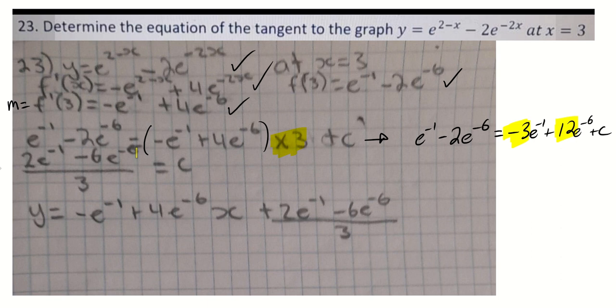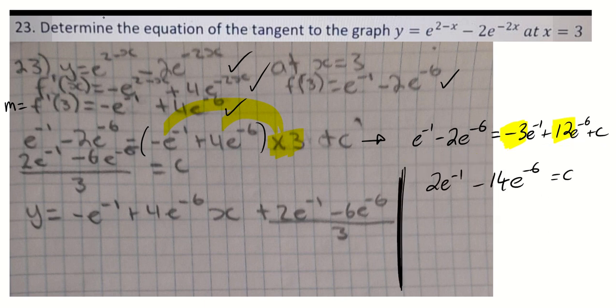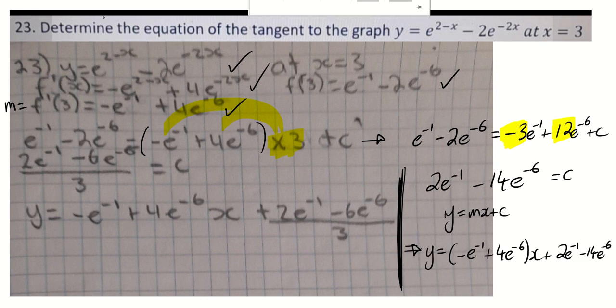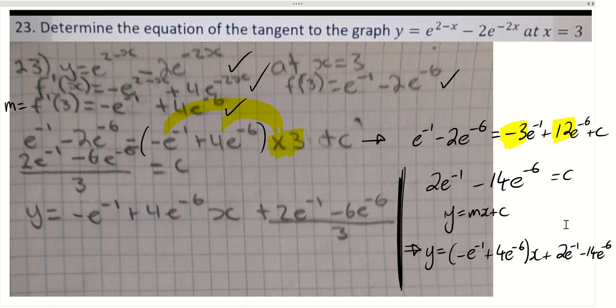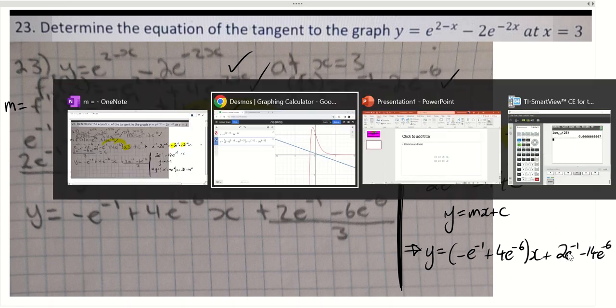So notice when I multiply this by 3 and this by 3, I get these new coefficients off to the side. Okay, and then I'm going to rearrange for c in this equation. So that's what I should get for c. Okay, and then we put our gradient and our c into y equals mx plus c, and that's the equation of the tangent that you should get. So let's graph this thing to have a look to see if that actually is the equation of the tangent.